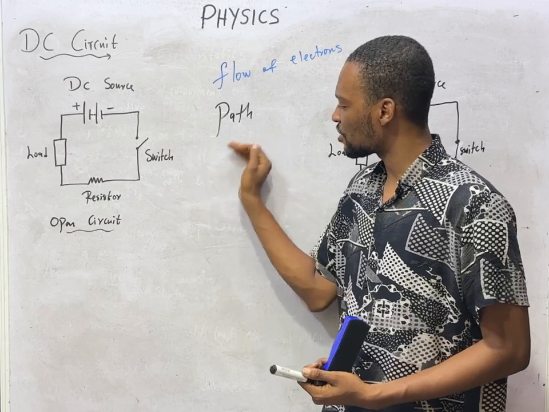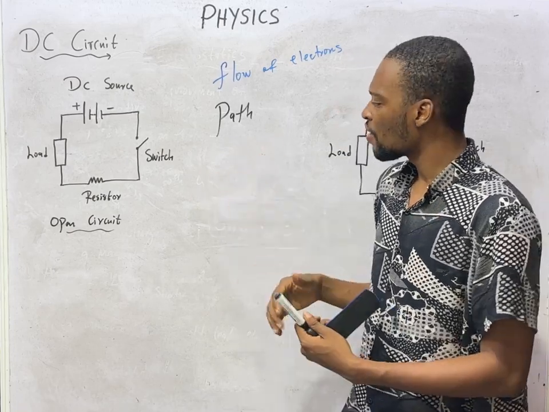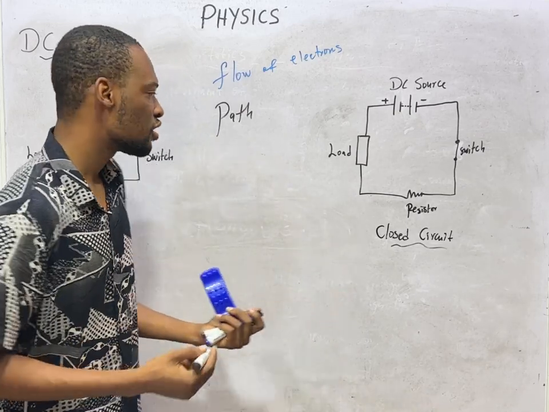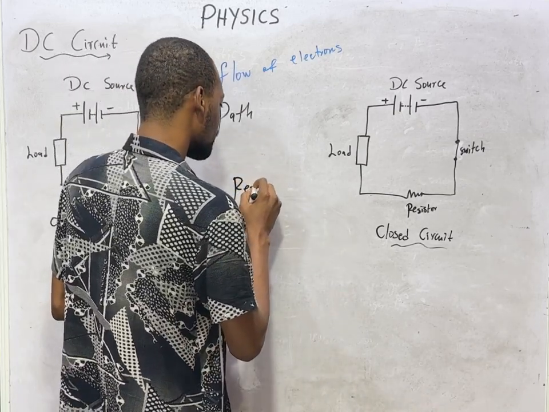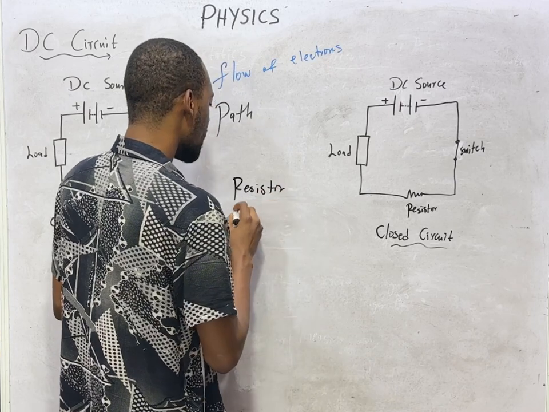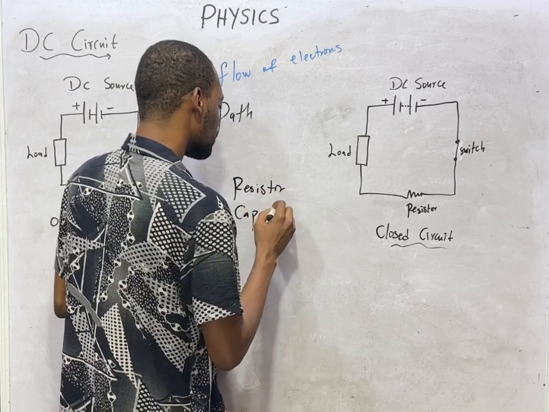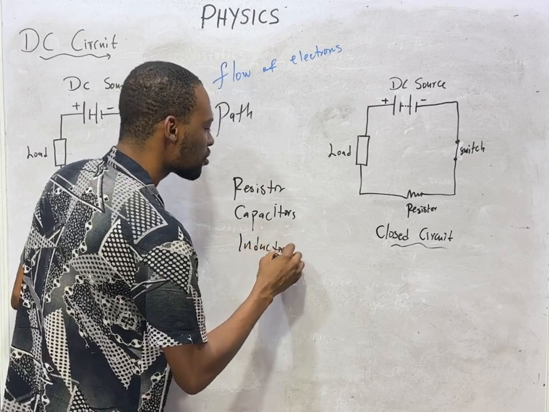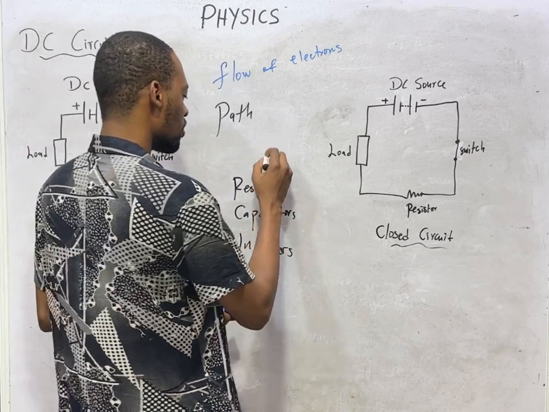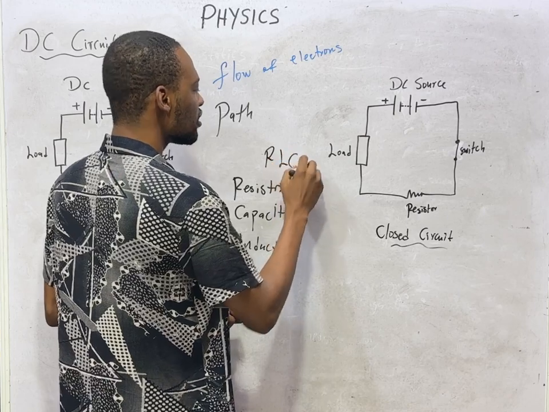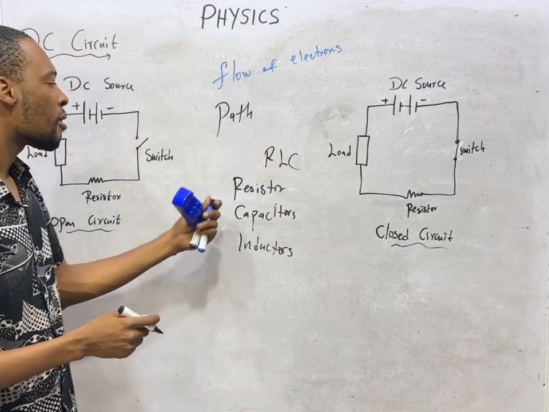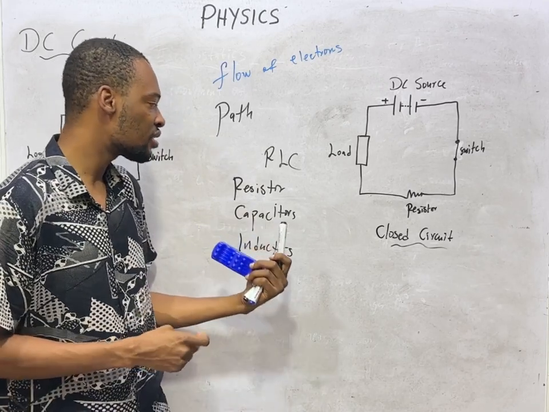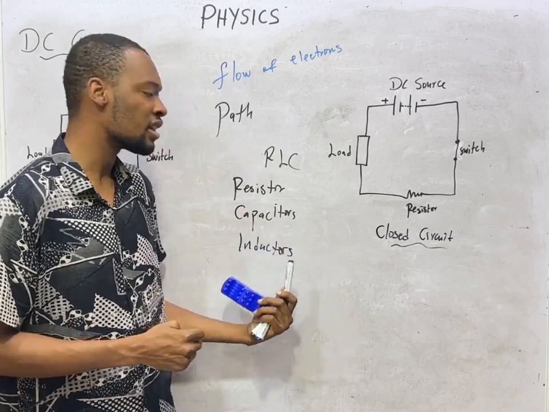But for AC circuits, or alternating current circuits, there are three things or even more that oppose the flow of current. You have the resistor, you have the capacitor, and you have the inductors. So in an AC circuit, you have what we call an RLC circuit. All these oppose the flow of current in AC circuits: resistors, capacitors, and inductors.